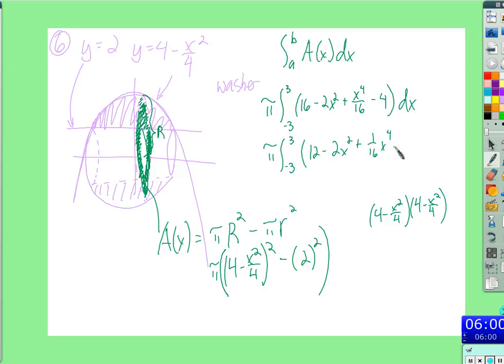12, x to the 4th over 16, x, that way. And I'll stretch here, pi times, take the antiderivative, 3, antiderivative of 12.